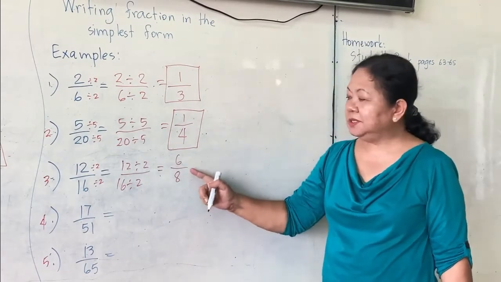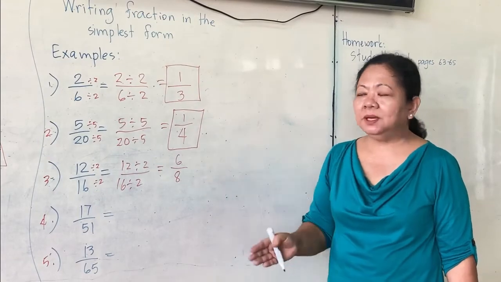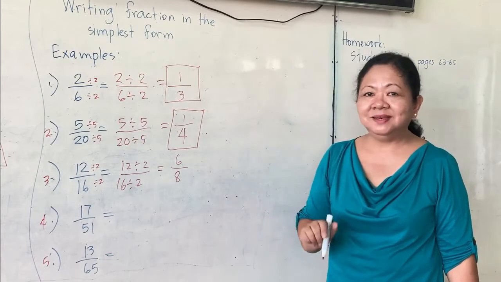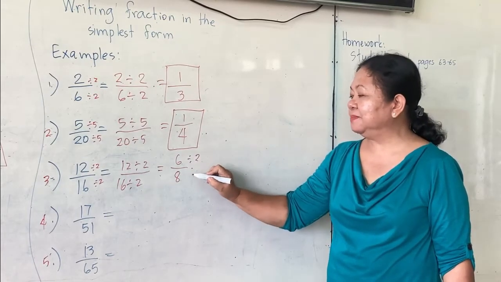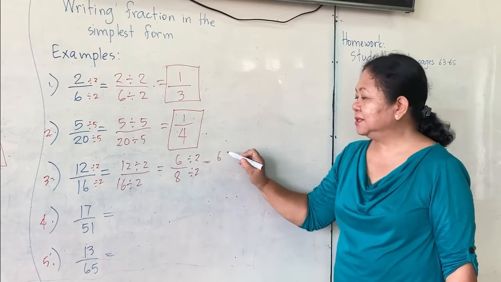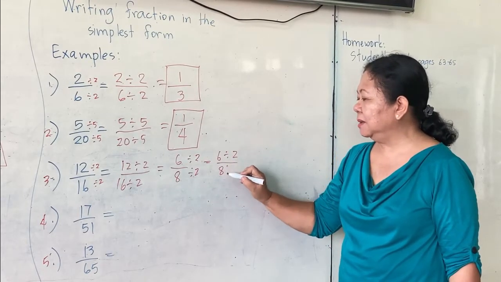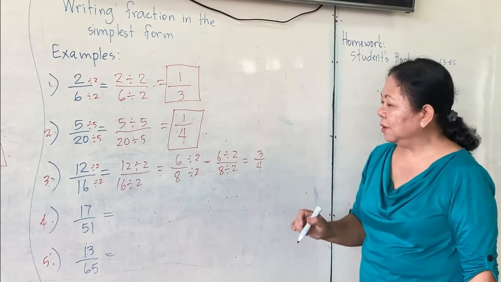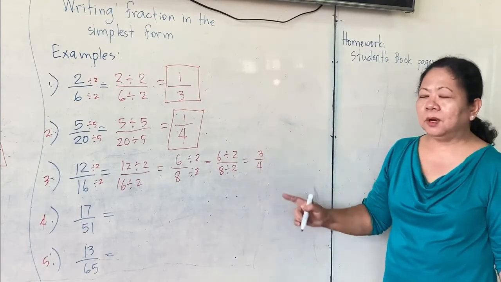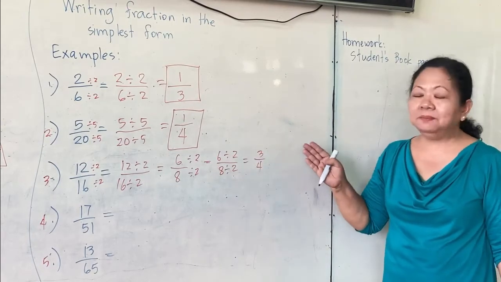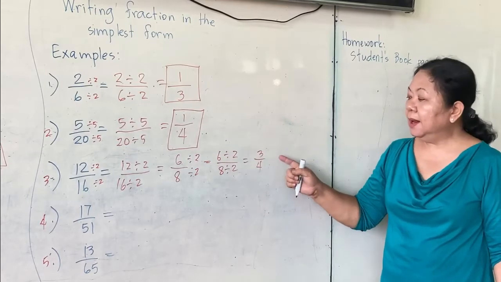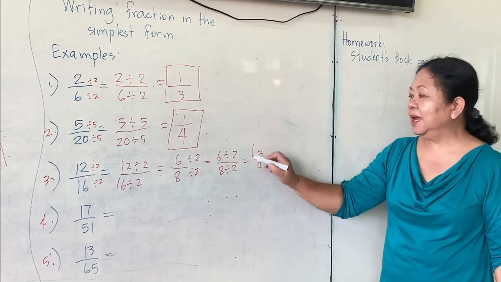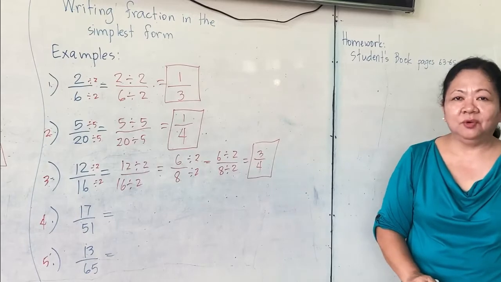Now, we should check our answer. Do we have any other number that we could divide both the numerator and the denominator without remainder? The answer is yes. We can still divide this by 2. So, 6 divided by 2 over 8 divided by 2. 6 divided by 2 is 3, 8 divided by 2 is 4. So, here, 3 and 4. Can you think of any number, not only 1, that we could divide 3 and 4 by with no remainder at all? No more. Meaning to say, this is already in the simplest form.